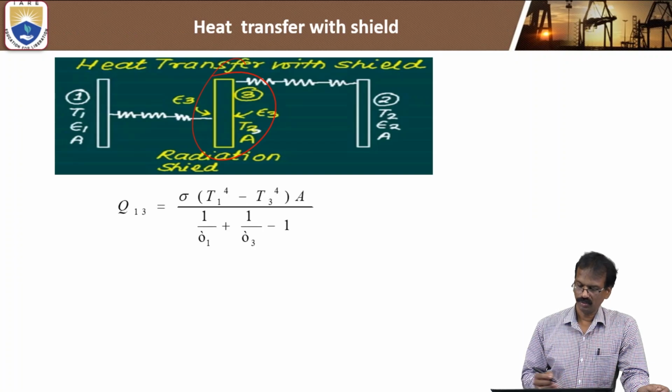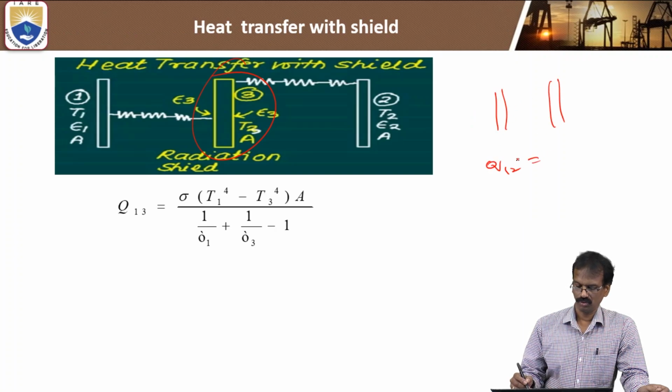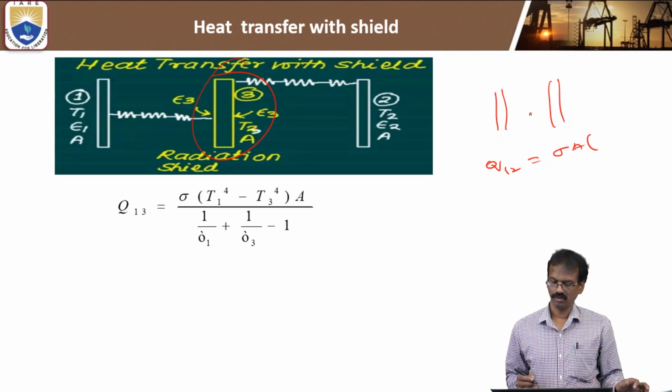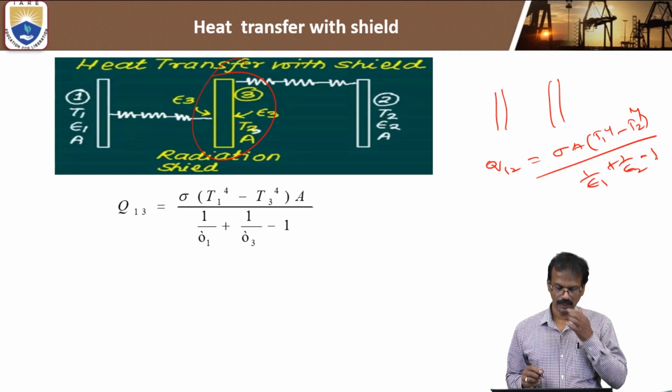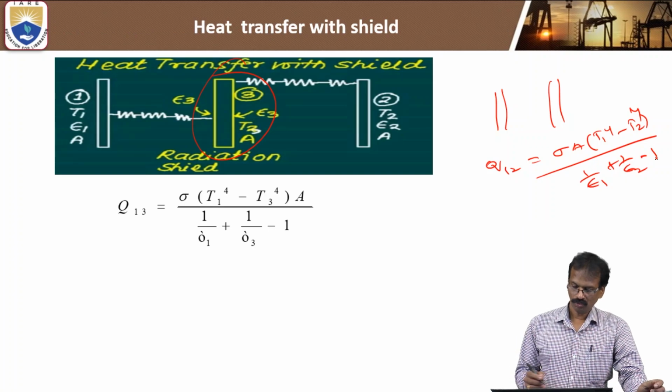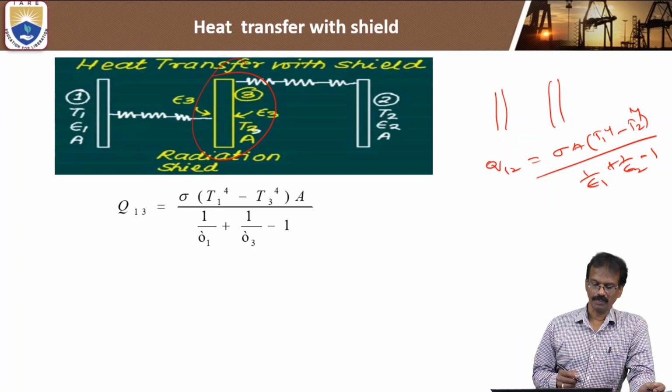We know this one. If there are two plates, considering them infinite parallel plates, the rate of heat transfer Q12 is equal to sigma A (T1 to the power of 4 minus T2 to the power of 4) by (1 by epsilon 1 plus 1 by epsilon 2 minus 1). This is the formula, and here also we will use this formula.